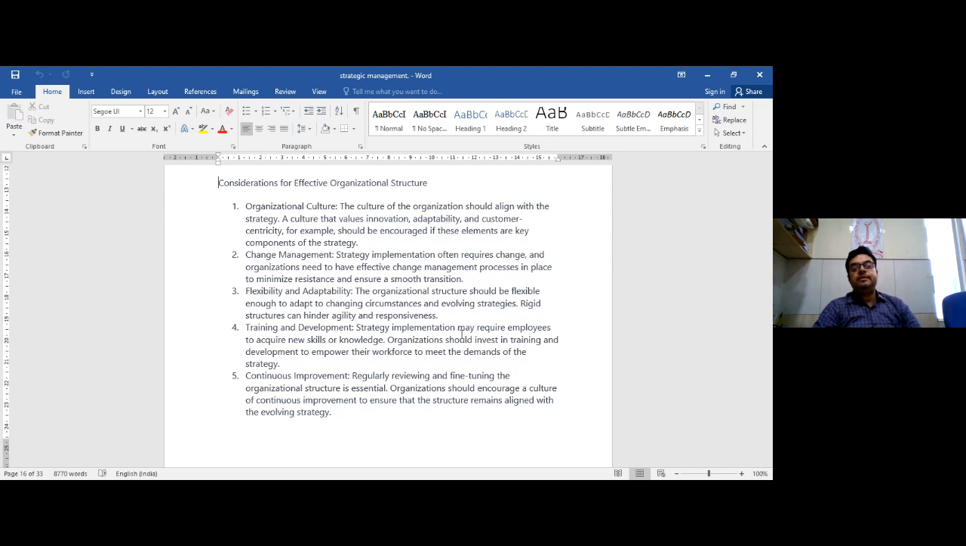Flexibility and adaptability. The organizational structure should be flexible enough to adapt to changing circumstances and evolving strategies. Rigid structures can hinder agility and responsiveness.